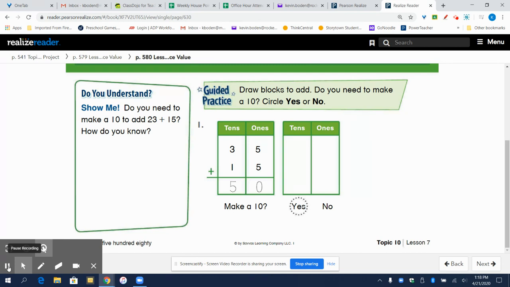All right, so you can tell this is set up a little bit differently. It says draw blocks to add. Do you need to make a 10? Circle yes or no. And this one's kind of already done for us. So it says they can make another 10.